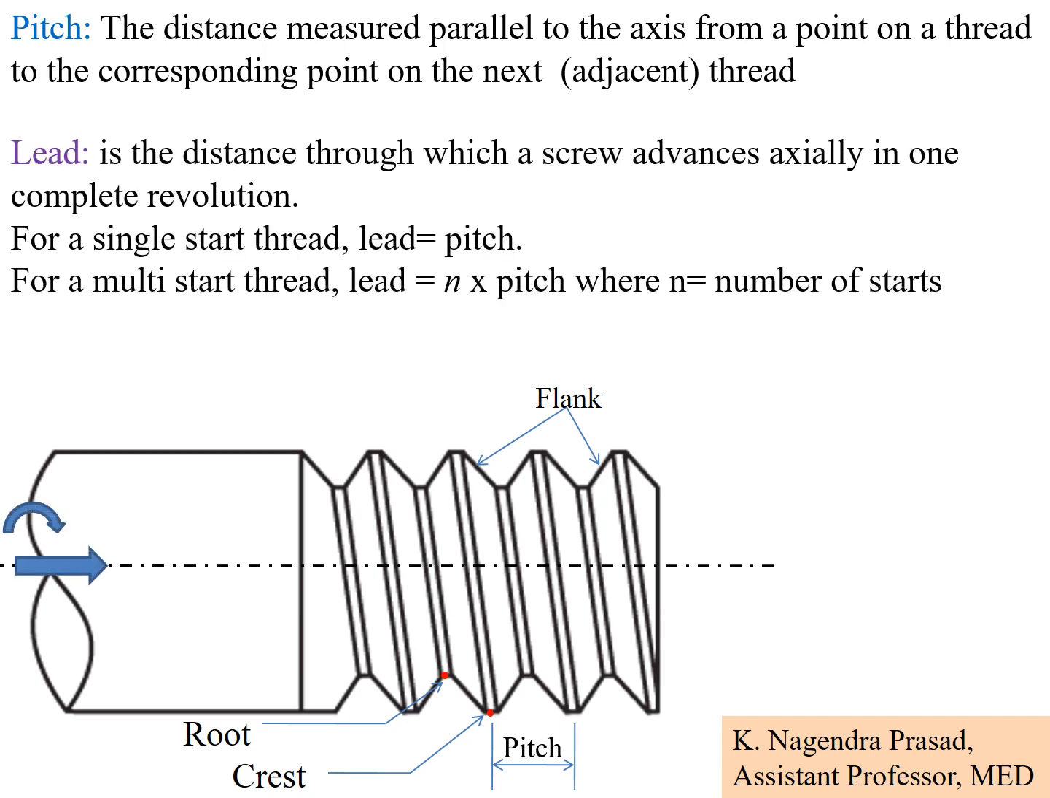The next one is the lead. Lead is the distance through which a screw advances axially in one complete revolution. For a single start thread, lead equals the pitch. For a multi-start thread, lead equals the number of starts times pitch.